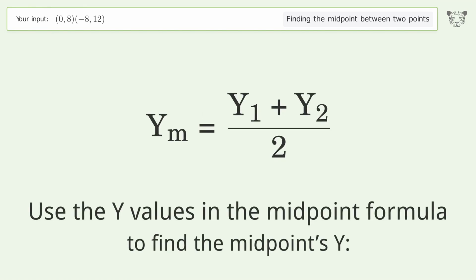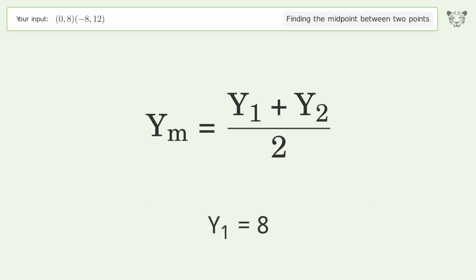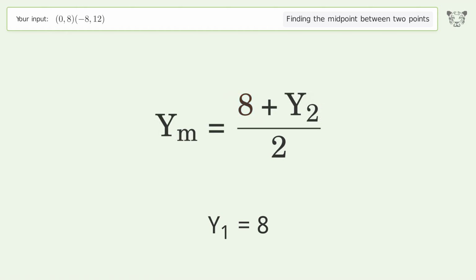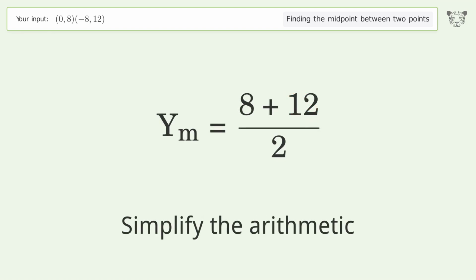Use the y values in the midpoint formula to find the midpoints y. y1 equals 8. y2 equals 12. Simplify the arithmetic.